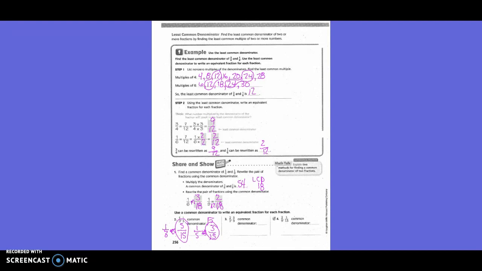2/3 and 5/9. What's their common denominator? 9. Do I have to change both of them? No. Okay. So my new common denominator is 9. And then I'm going to change the first one.